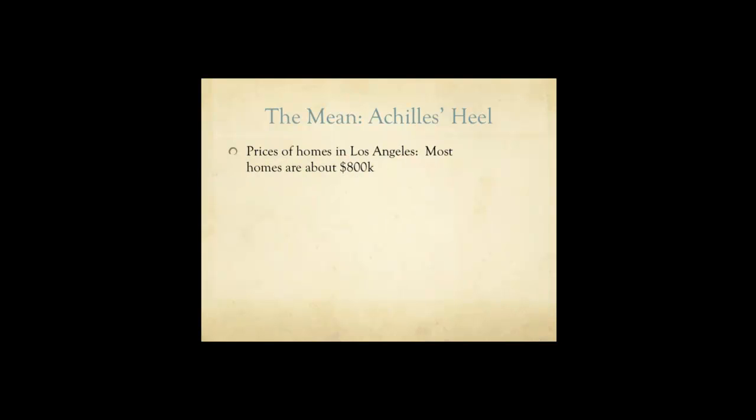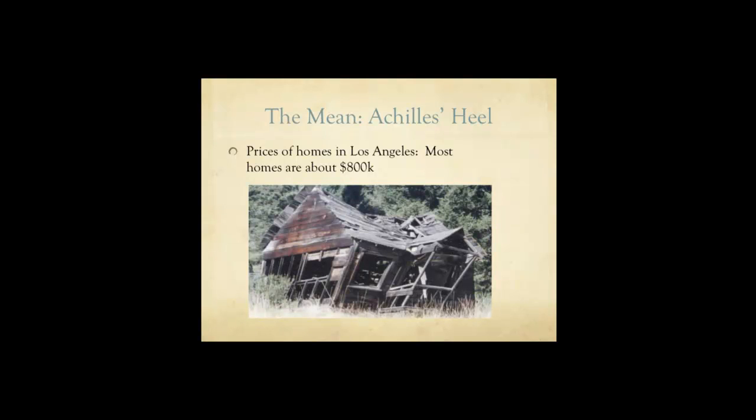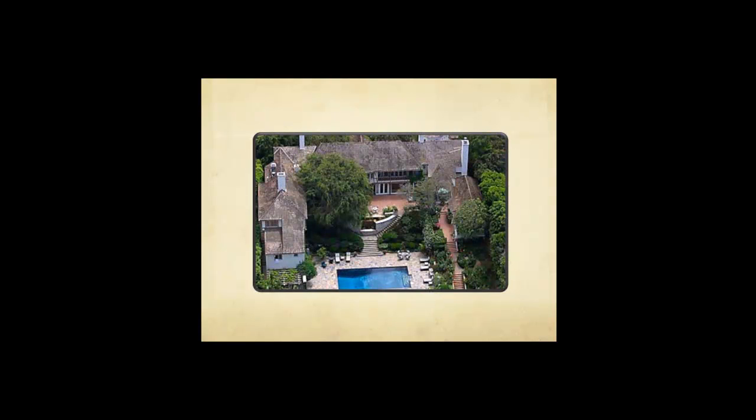In Los Angeles, most homes are going to be about $800,000. For that amount of money, you can get a nice fixer-upper, something along these lines. So there's your average home. Now, of course, in Los Angeles, you're also going to have a handful of these, your $15 to $20 million homes, which are the places where Brad and Jennifer and whoever else got into fights on a regular basis.